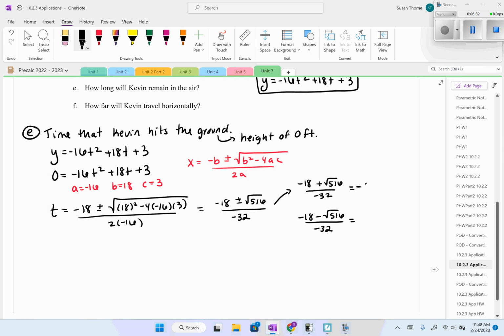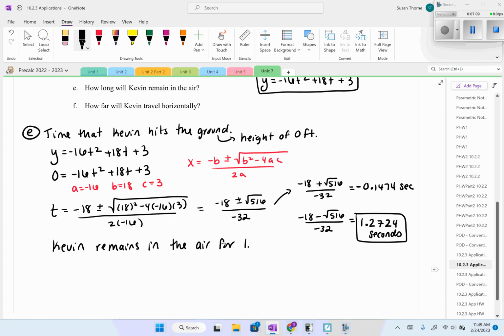So up here we get -0.1474 seconds, and we get 1.2724 seconds. Now we can't use a negative time, so therefore that means we're going to be using the 1.2724 seconds. That is the time it takes to hit the ground, or how long Kevin's going to be in the air. So Kevin remains in the air for 1.2724 seconds.